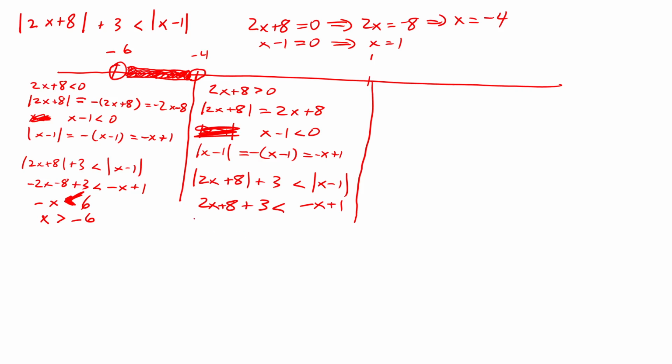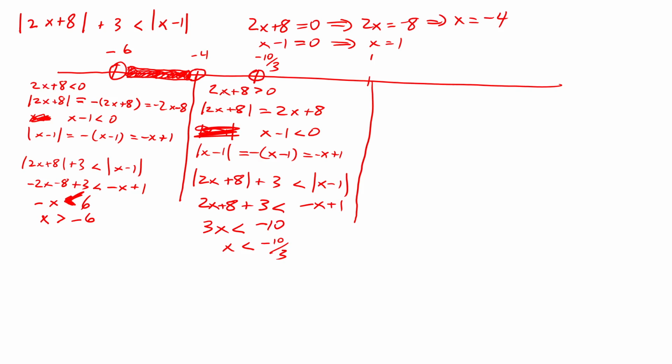All right, so what we're going to do now, we're going to add x to both sides, and then we're also going to subtract 3 and subtract 8 from both sides. And then we are going to divide both sides by 3, and we're going to get x is less than -10/3. Now, is -10/3 in the interval between -4 and 1?